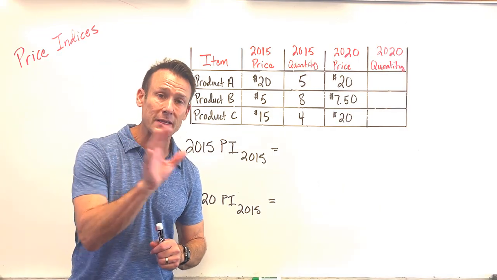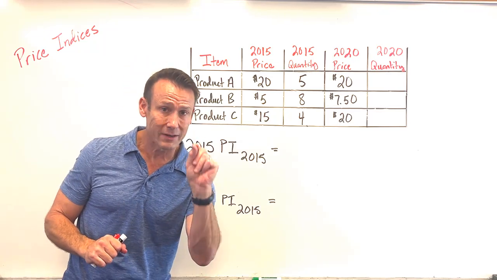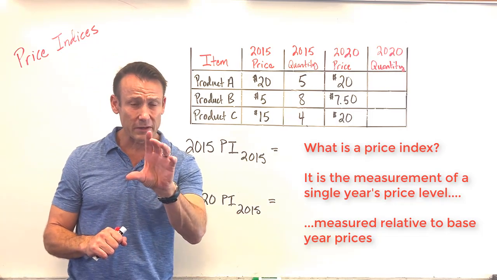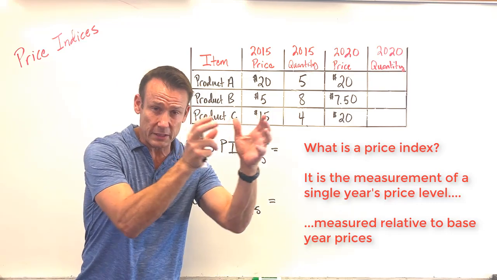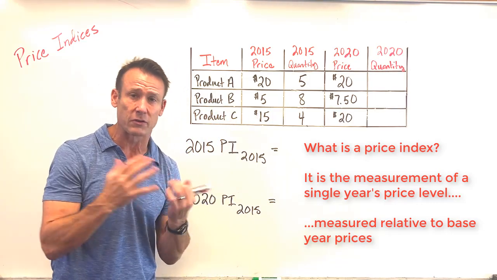The first thing, what is a price index? Listen very closely. A price index is the measurement of a current year's price level measured relative to base year prices. Now, I'm going to do that definition again, but I'm going to break this definition into its two parts because I want you to hear both parts. The first part of the definition of a price index.